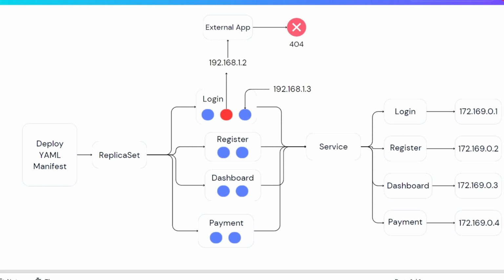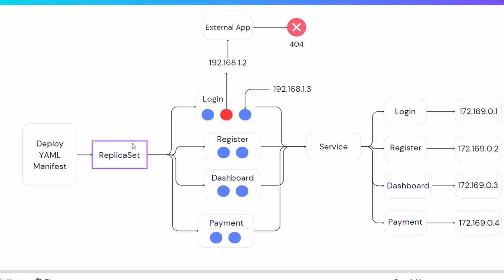If we want 3 pods to be running, the replica set will read that YAML manifest and provide the necessary pods in accordance with that. If it mentions 4, it will provide 4. And let's consider your website has 4 main applications. It has a login, a register, a dashboard, and a payment.